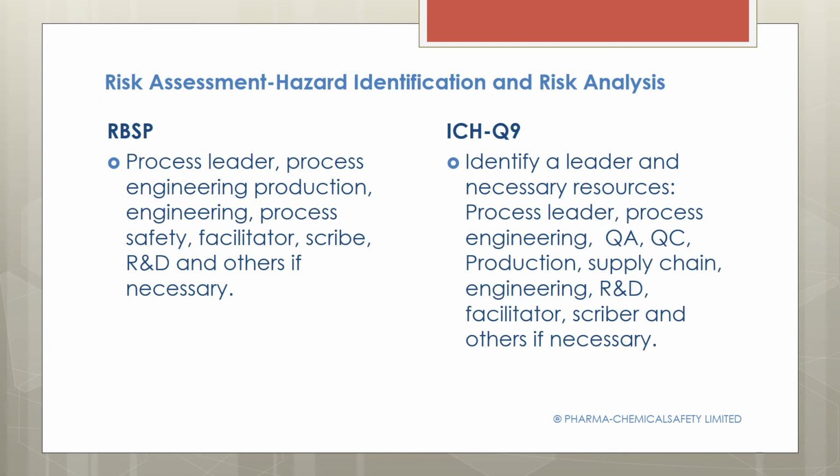So who are the participants in the risk assessment or any process hazard analysis? Well, you're going to have a process leader, who is not the lead of the assessment. The process leader is the one who has all the pertinent information, process safety information, or process information in the case of ICH Q9. Then you're going to have engineering, production, and process engineers. In the case of process safety, you're going to have the safety department.